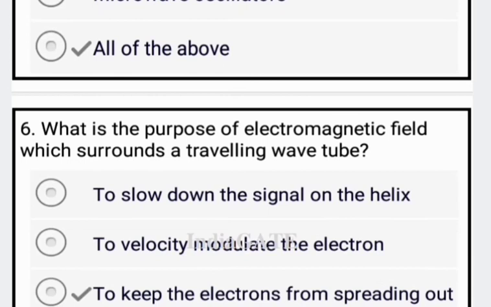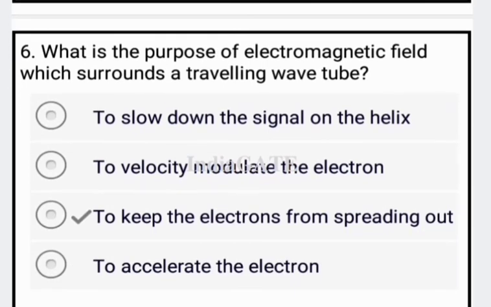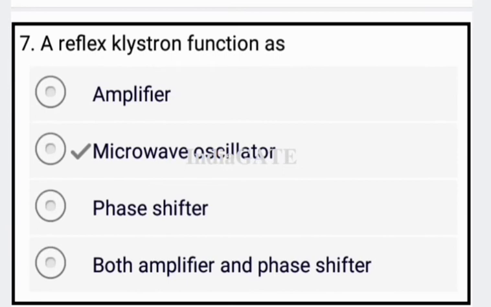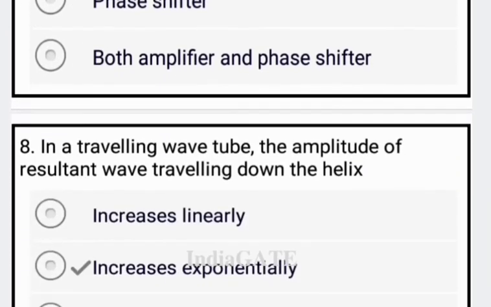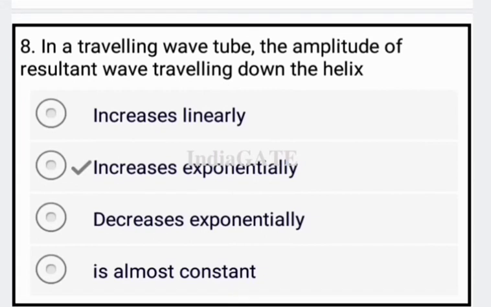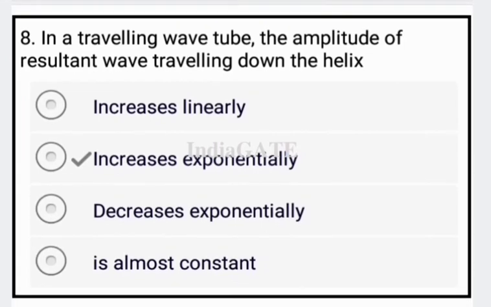Next question: what is the purpose of the electromagnetic field which surrounds a traveling wave tube? So the correct answer for this question is option C, to keep the electrons from spreading out. Next question: a reflex klystron functions as a microwave oscillator. Option B is correct. Next question: in a traveling wave tube, the amplitude of the resultant wave traveling down the helix. So the correct answer is option B, increases exponentially.